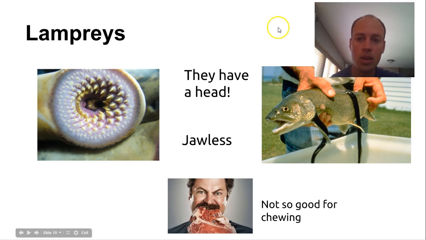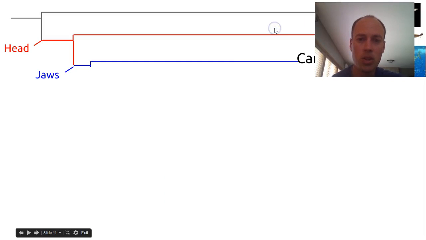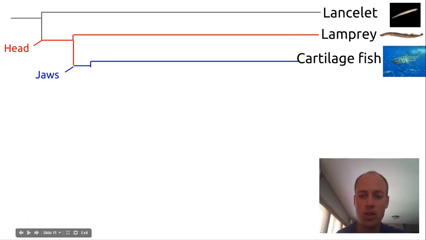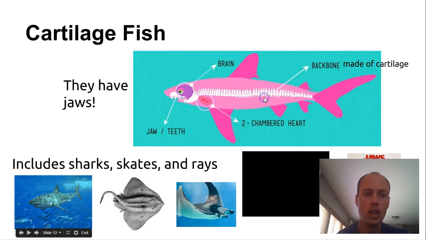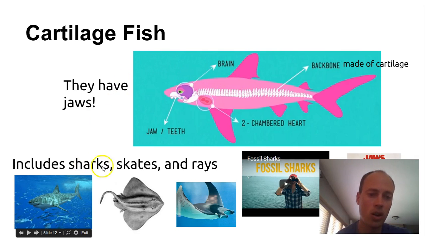But based off of those characteristics, there are also fish that are definitely differentiated from those lampreys, and these are called cartilaginous fishes. Cartilaginous fishes include sharks, skates, and rays, and their characteristics are shown here. They have a brain, they have a two-chambered heart, a backbone made of cartilage, hence the cartilaginous fish name. And these are the first animals that we'll learn about that actually have jaws.